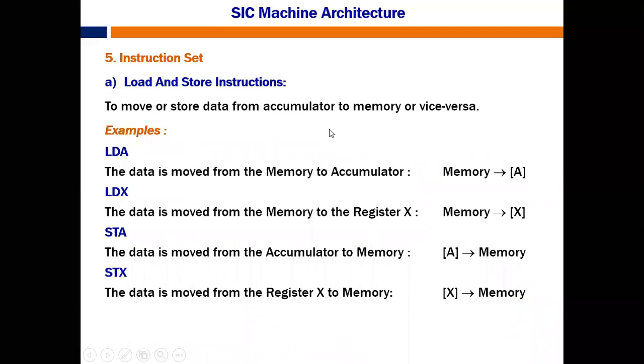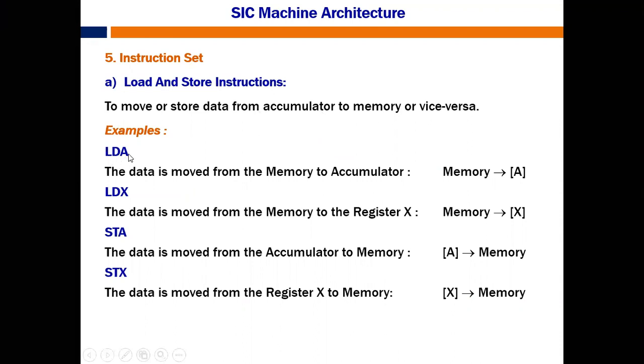Next, we will see the fifth component of SIC machine architecture, that is instruction sets. We have different instruction sets in SIC. The first one is load and store instructions, that is to load to the accumulator or to the memory. To move and store data from accumulator to memory and vice versa, we have some load and store instructions.